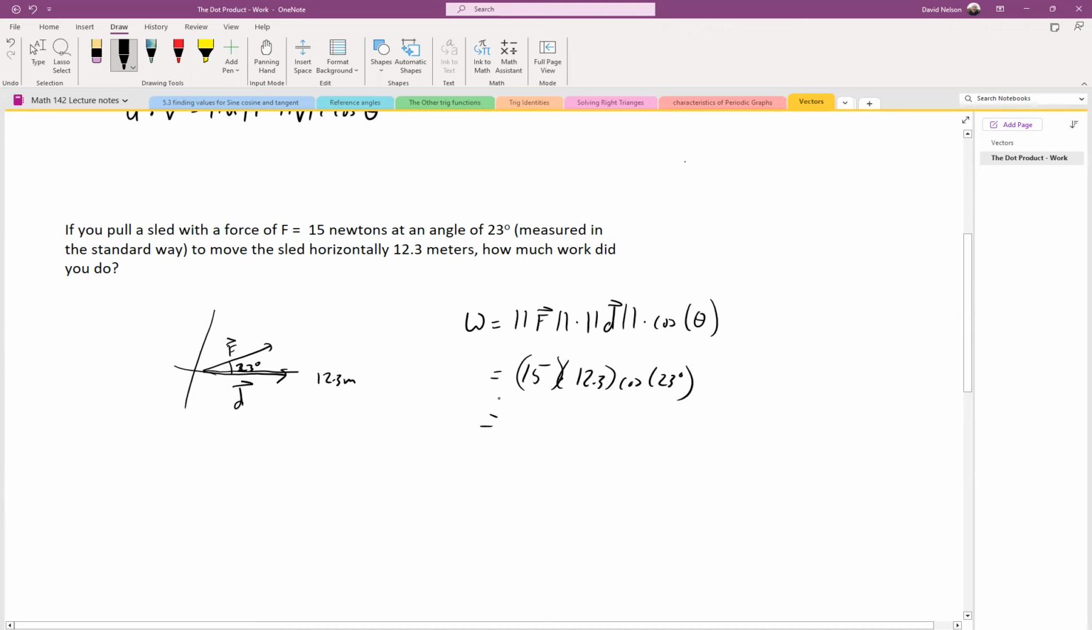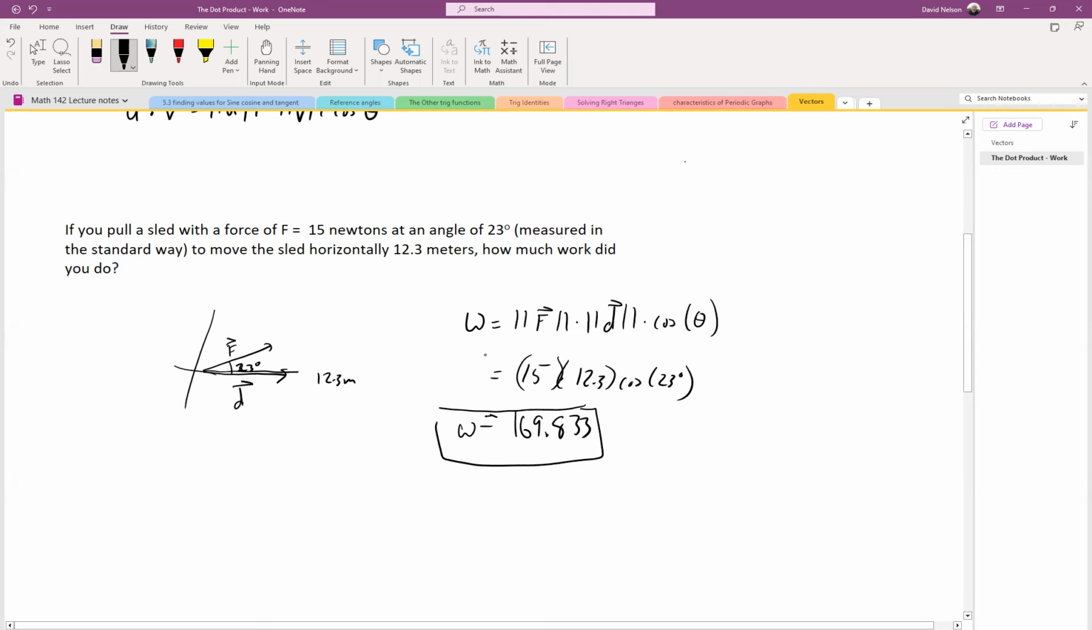So we would get that to be... where did my calculator go? There's my calculator. All right, 15 times 12.3 times cosine of 23 degrees gives me 169.833. I think Newton meters is typically the units that we'd use there. The amount of work would be 169.833 Newton meters.